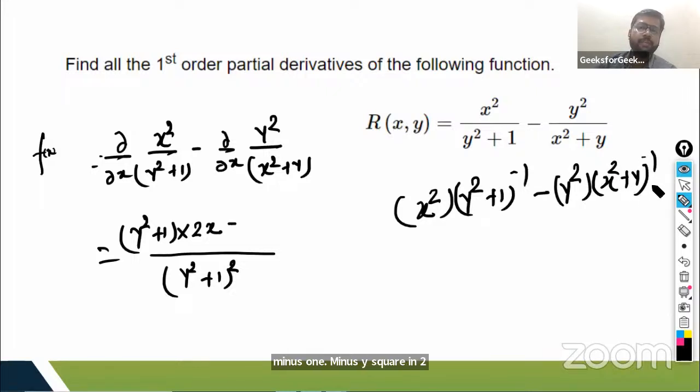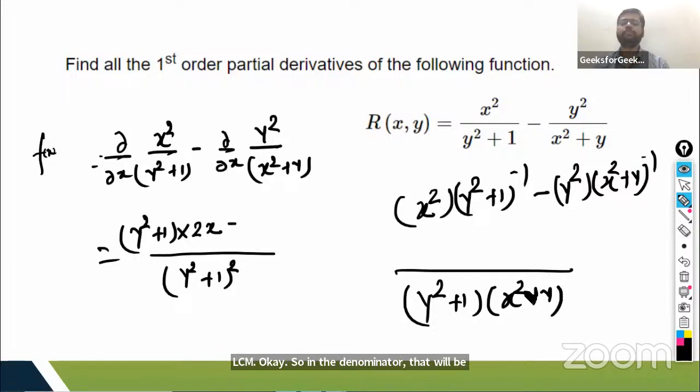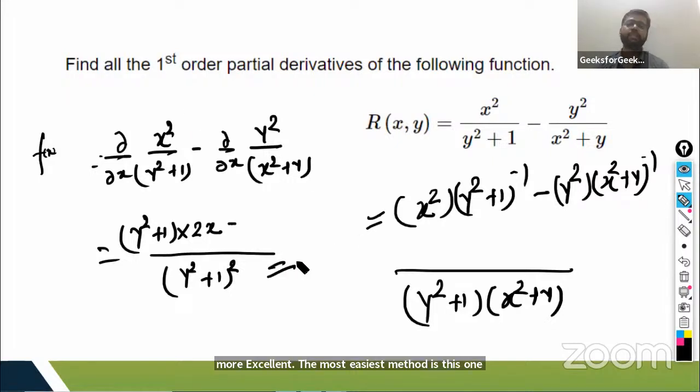If you have cross multiplied, definitely you took the LCM. So in the denominator, that will be something like this now. That will create more problems and more calculation. The easiest method is this one, or this one. You can go with any one of those, but don't go for the cross multiplication. It will lengthen your method.